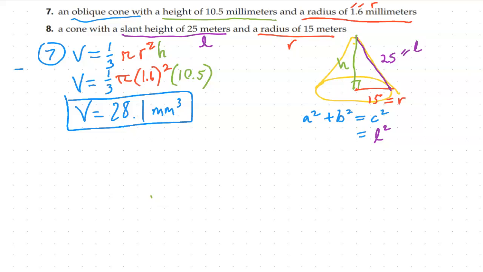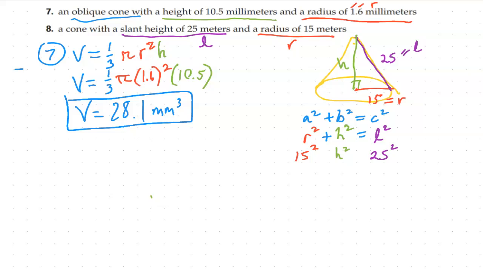And that'll be really frustrating for you because you keep getting problems wrong. So learn it, you'll be okay. If you want to, you can just memorize this, which is the radius squared plus the height squared is equal to the slant height squared. So let's go ahead and plug in the numbers we have. We have 15 for the radius. We're looking for that height, and we have 25 for the slant height.